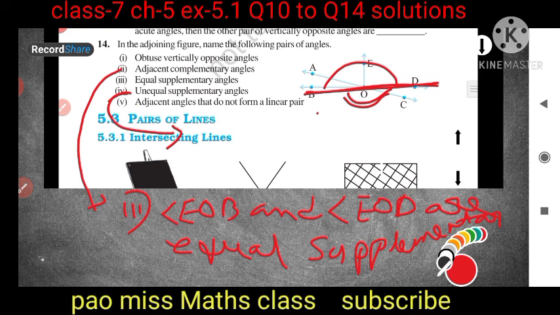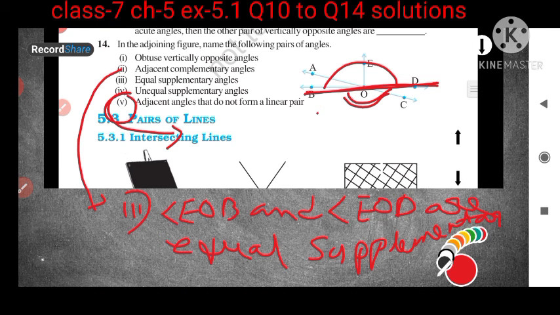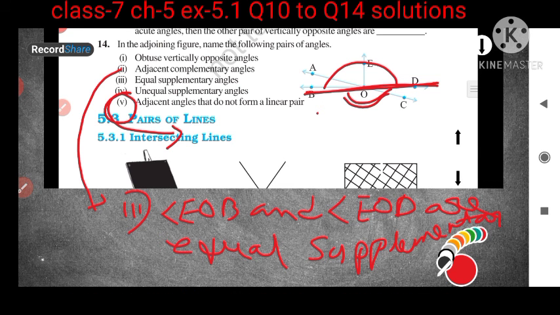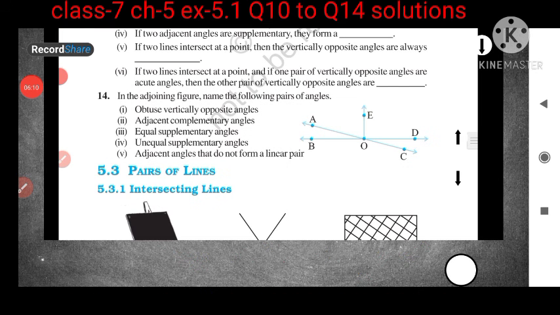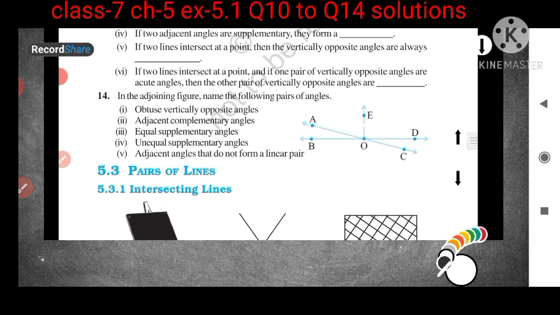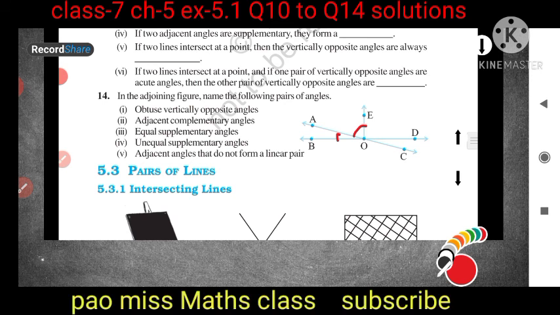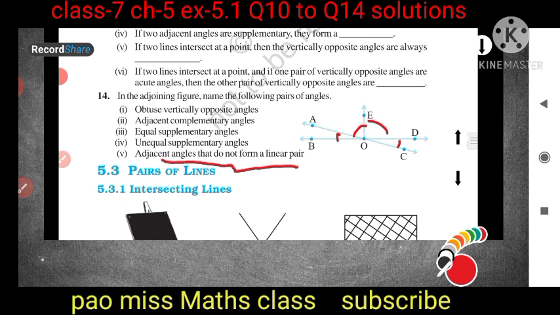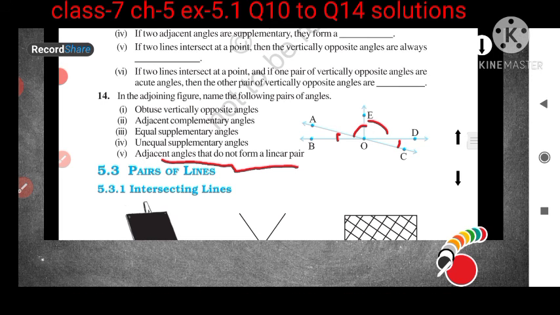Now the fifth question is given: adjacent angles that do not form a linear pair. Now adjacent angles, and they are not forming a linear pair. So okay, I will erase all this. Adjacent angle means what? Nearby angle, isn't it? Now this angle and this angle are adjacent angles. In the same way, this angle and these angles are also adjacent angles. But what is said is they do not form a linear pair. Linear pair means they form a straight line of 180 degrees.